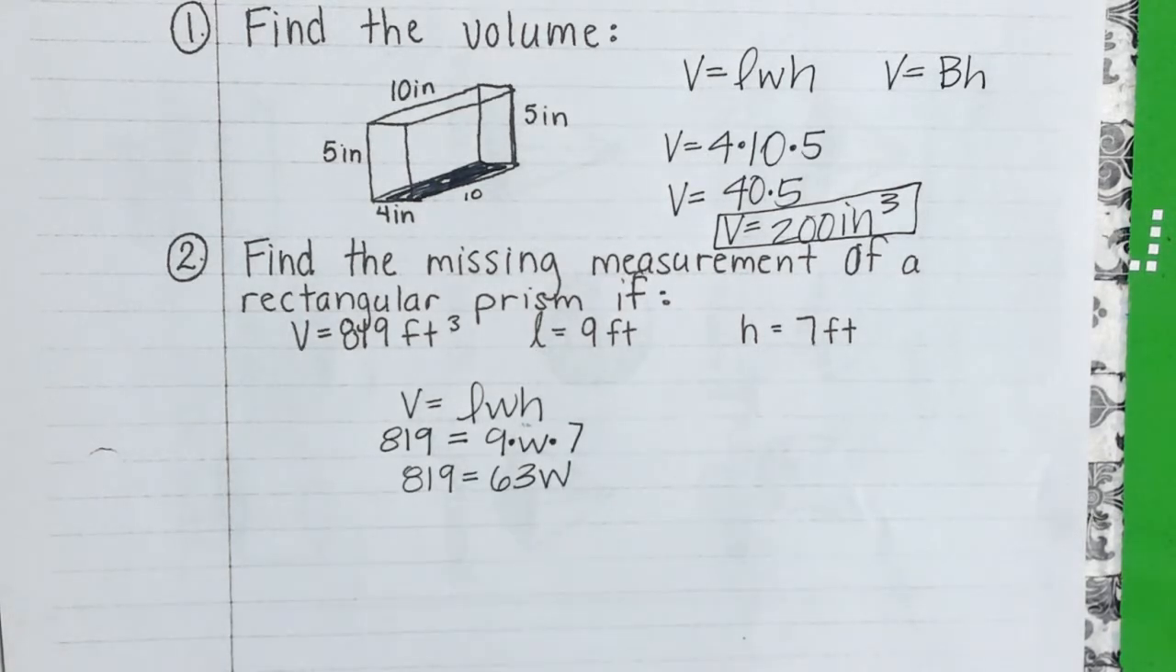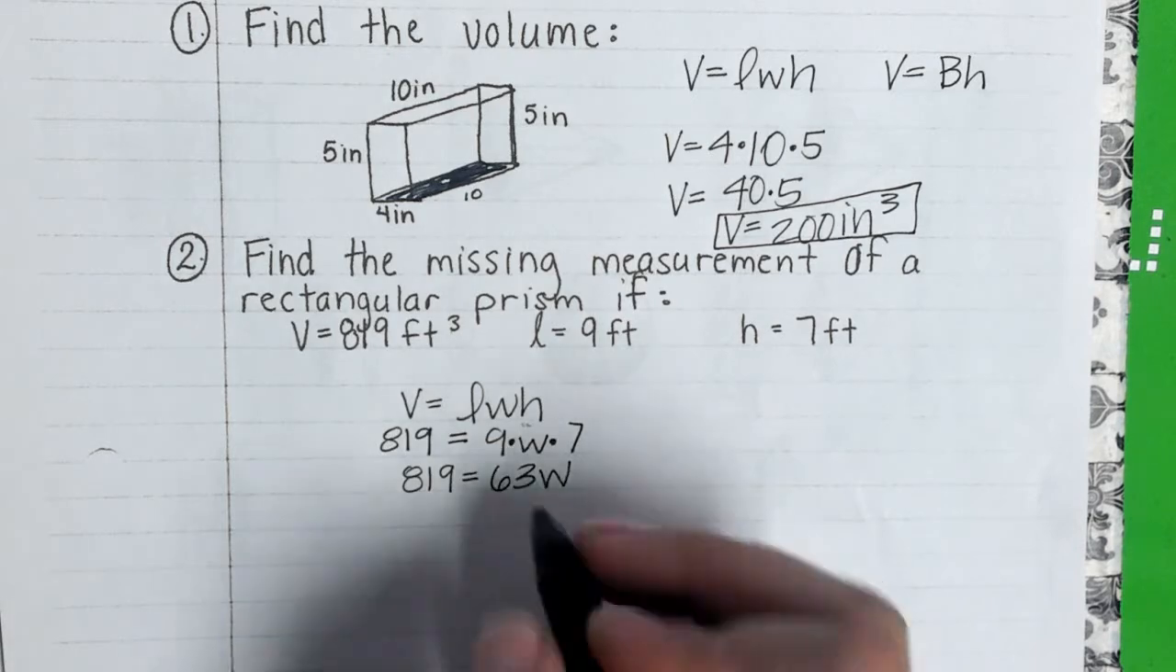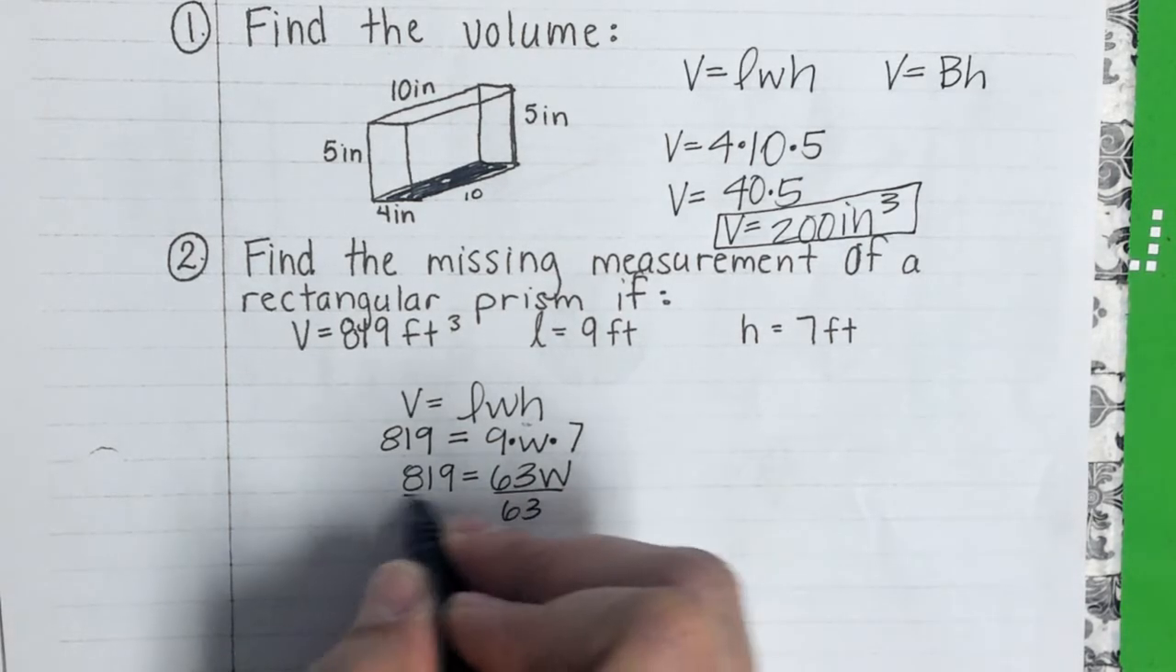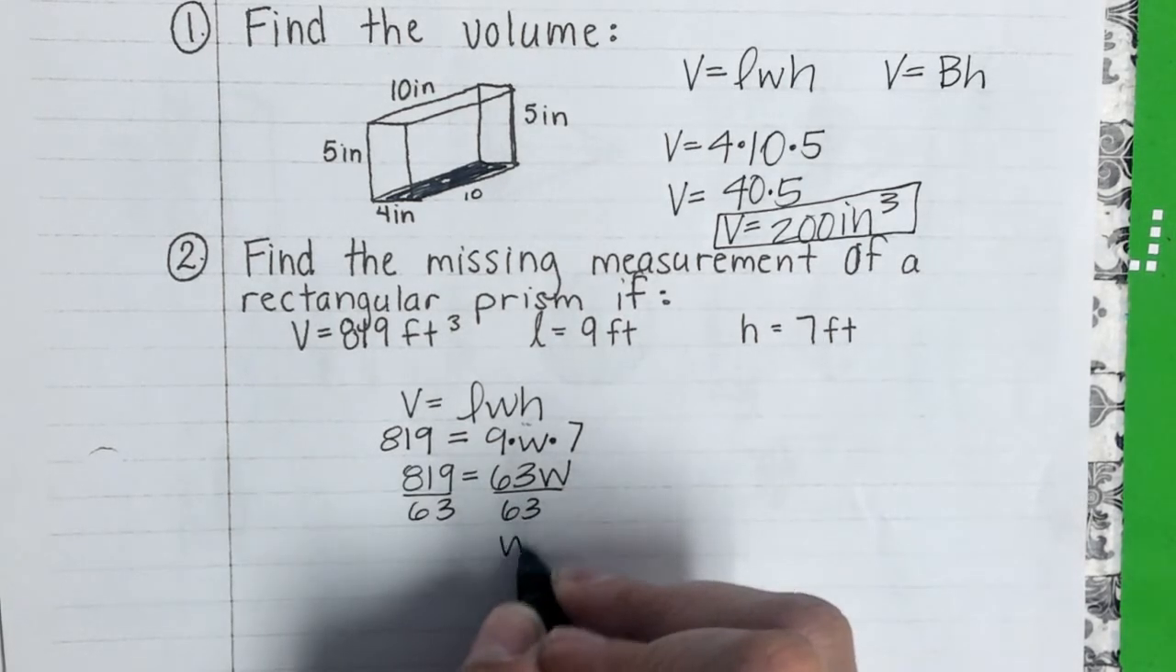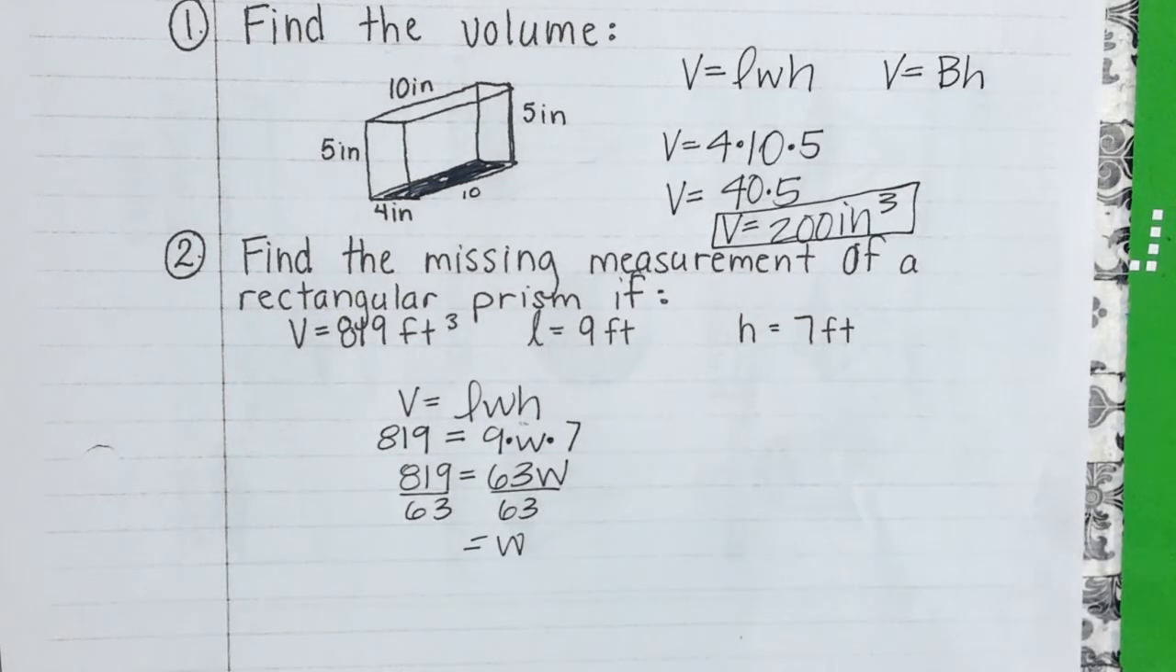And now we're back at that point like we were in algebra where we have a multiplication equation. How do we undo multiplication? Division. So I'm going to divide both sides by 63. So what would our width be? 819 divided by 63. 13, you got it?